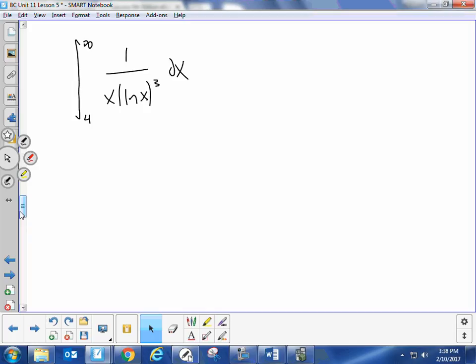What do you think here? U-dv or u-substitution? It's u-substitution again for this one. You select log x because its derivative is 1 over x, which will help me cancel this x in this denominator.